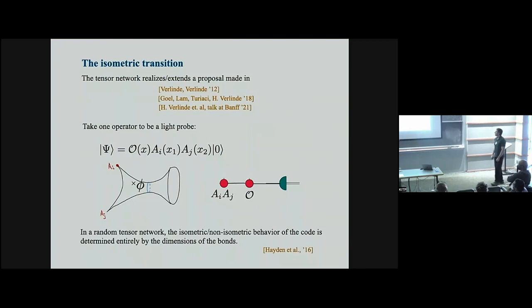Now, as I discussed in the beginning, in a random tensor network, the isometric or non-isometric behavior of the code is determined entirely by the dimensions of the bonds. So now that we've phrased this in the language of a random tensor network, we just have to consider the bond dimensions, and we can use that to understand whether the code is isometric.